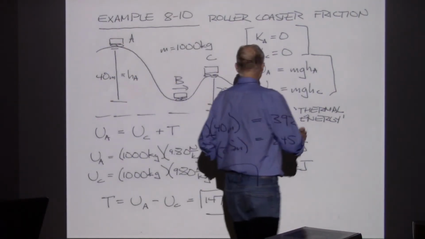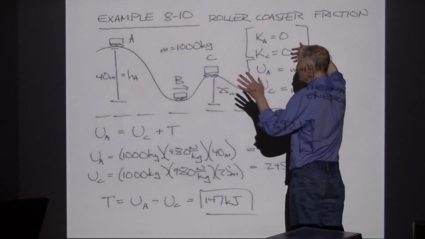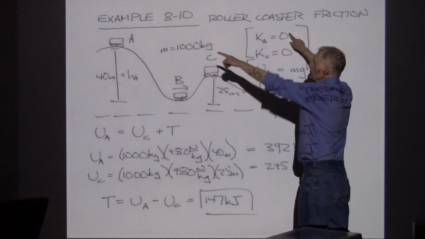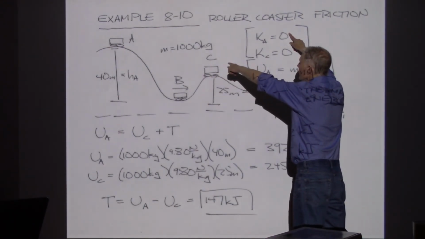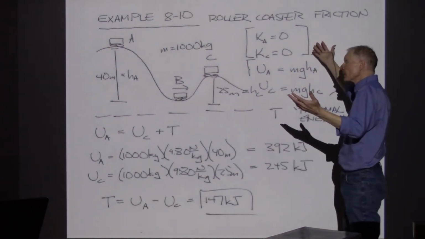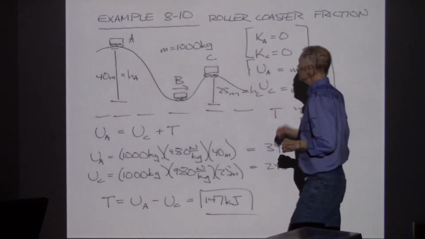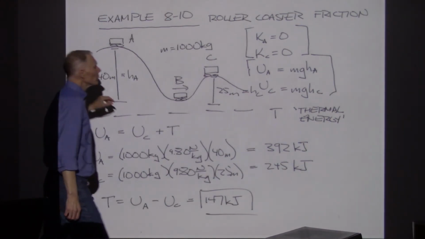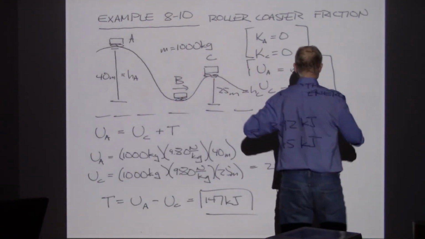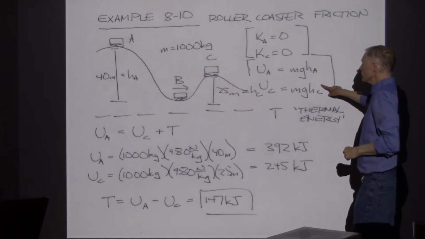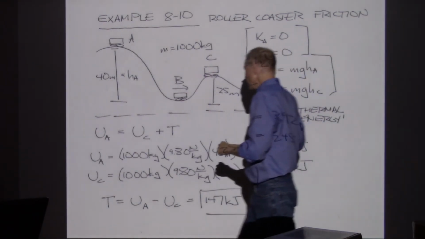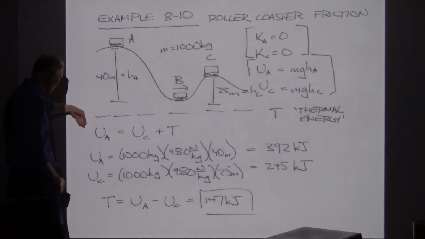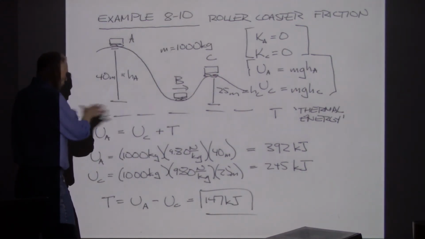So here we go. Point A, I organize this a little differently here. So at point A, no kinetic energy. We drop to point B, we pick up to point C. At point C, there's no kinetic energy. The heights were different. So the height at point A was 40 meters. The height at point, now I'm calling it C, is 25 meters. And I think I calculated that.